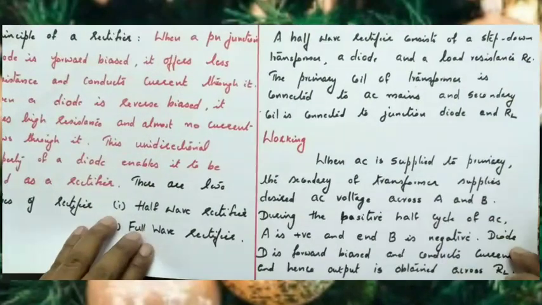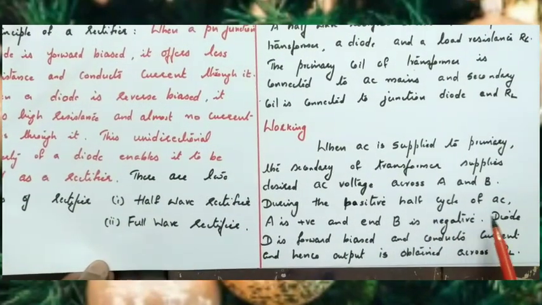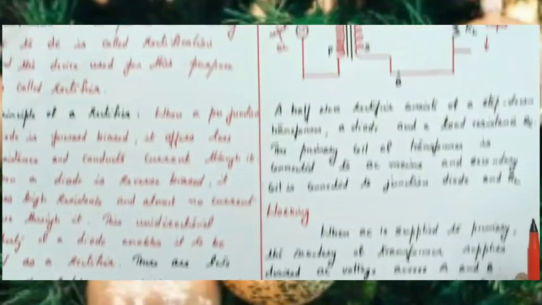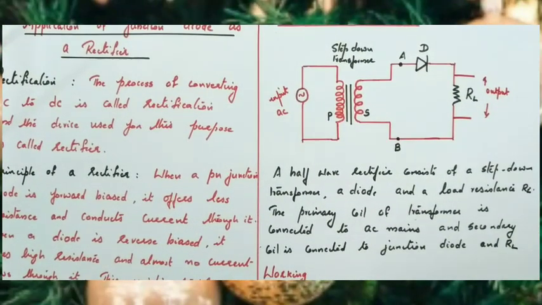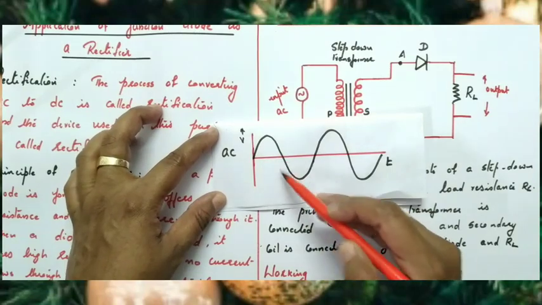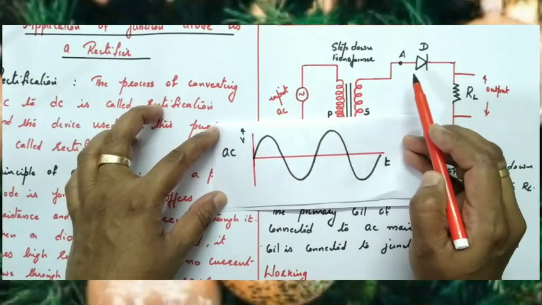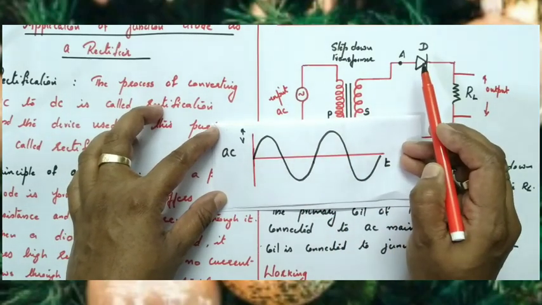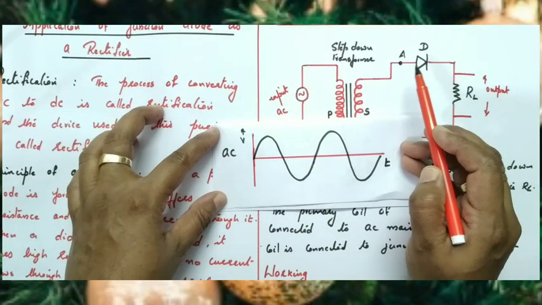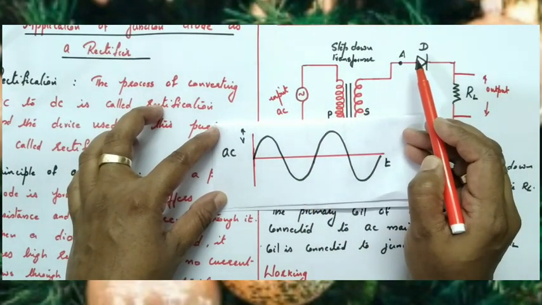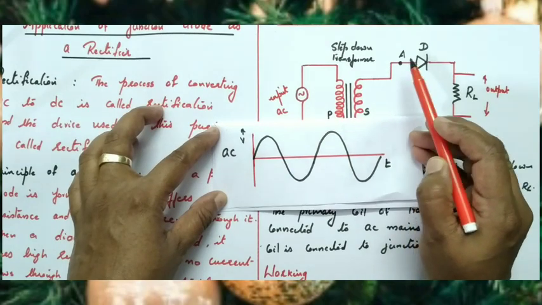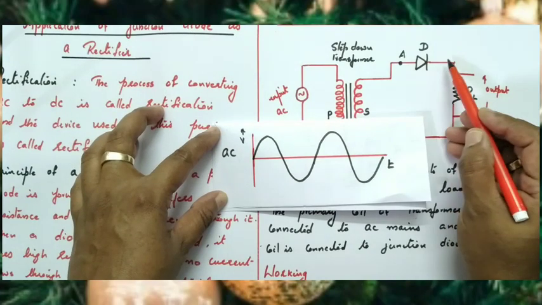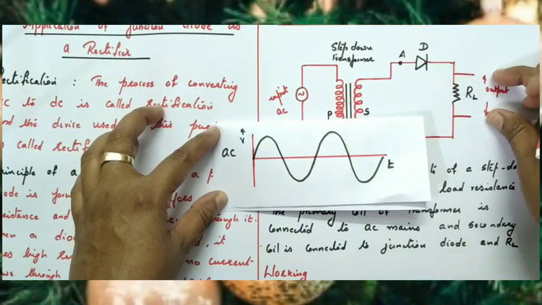Now, see here, during the positive half cycle of AC, A is positive and B is negative. This is the AC voltage given to the diode. During this positive half cycle, diode D is which biased? Forward biased, isn't it? Positive is connected to the P region of the diode, so the diode is forward biased and hence it conducts. Diode forward biased means it conducts. So the current passes through the load resistance and we get the output. Clear?